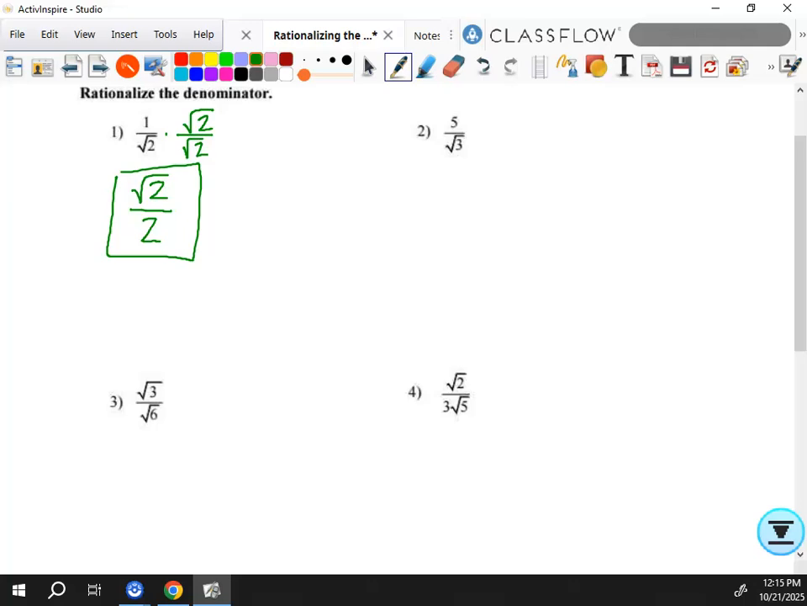All right, on number 2, what do you think we'd multiply by? Square root of 3. So this will be square root of 3 over the square root of 3. You multiply straight across. When you have a whole number times a square root, they just stick together like a variable. So that'll be 5 square roots of 3 over what? 3. And then we're done. Okay. Any questions at all?